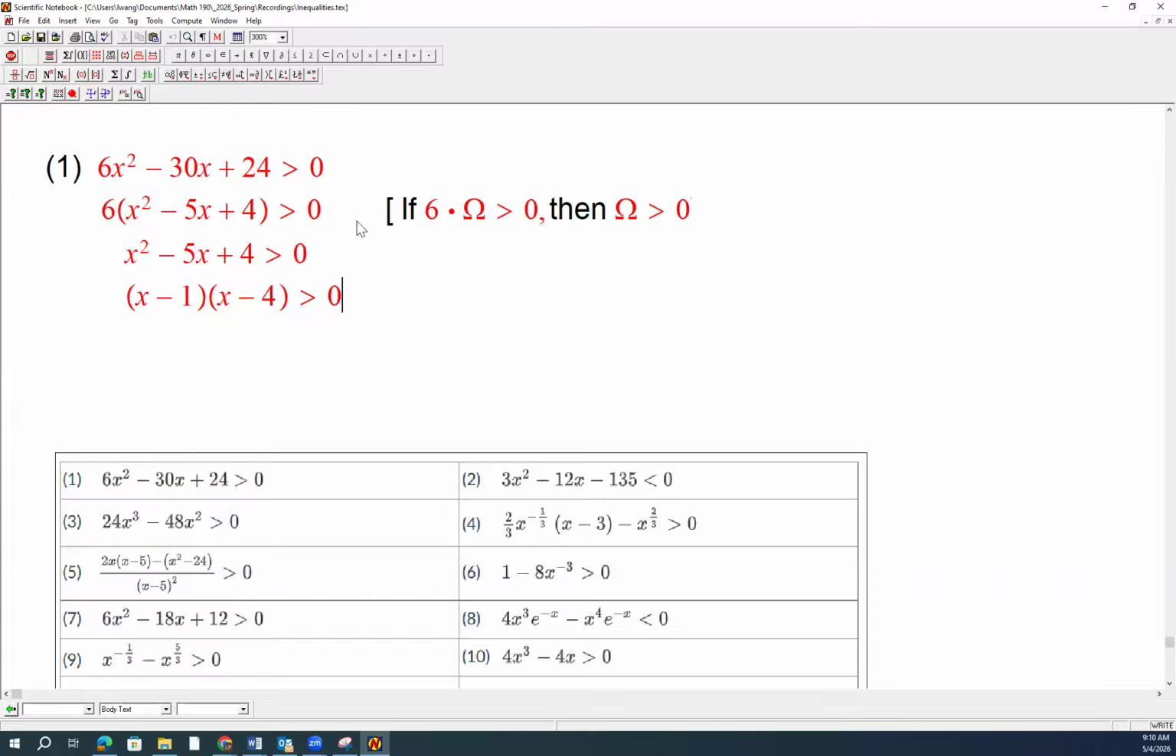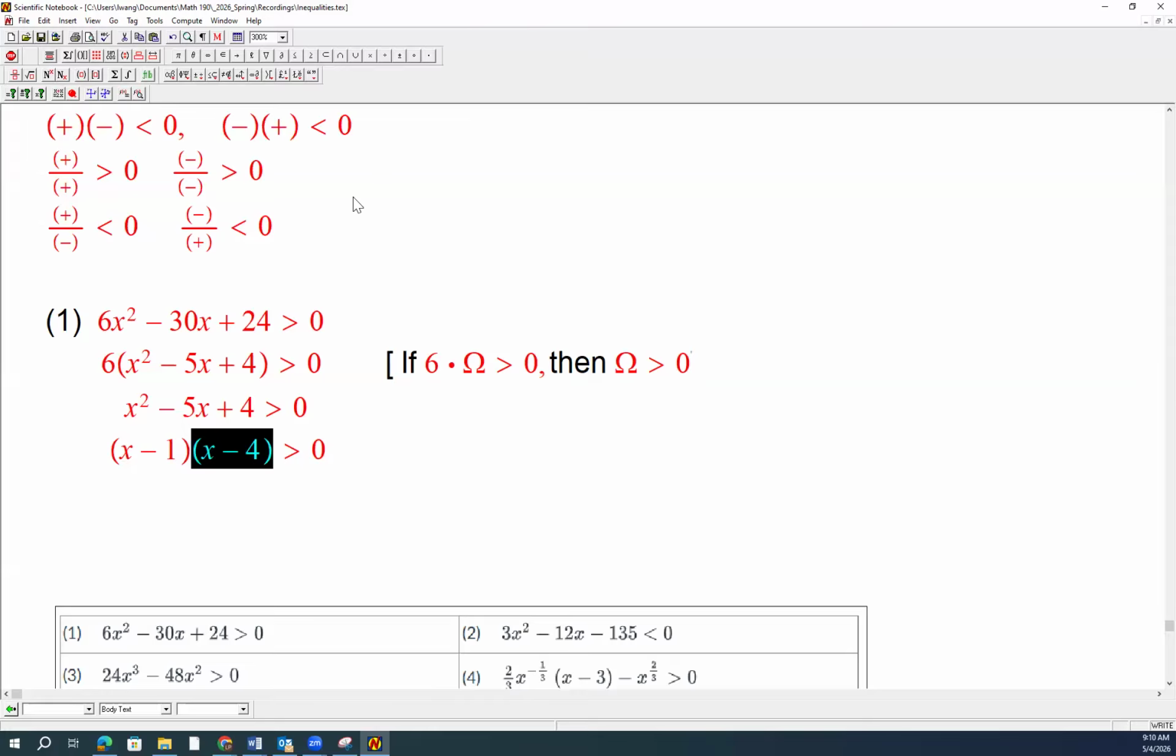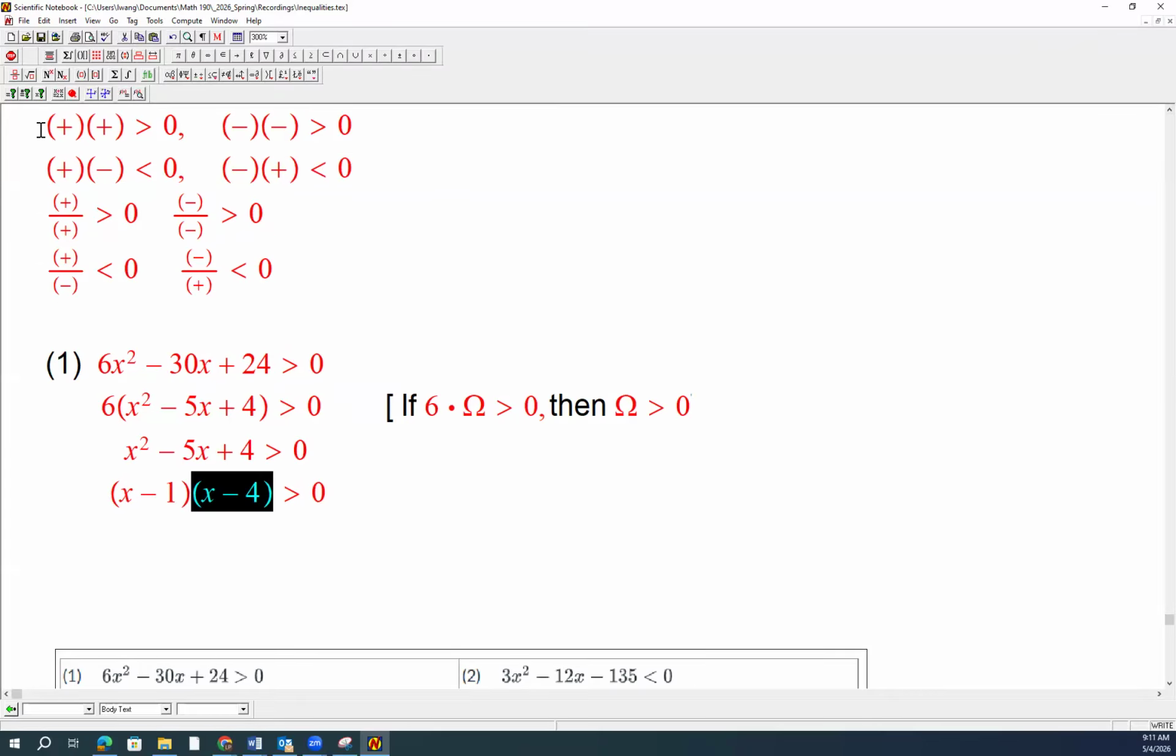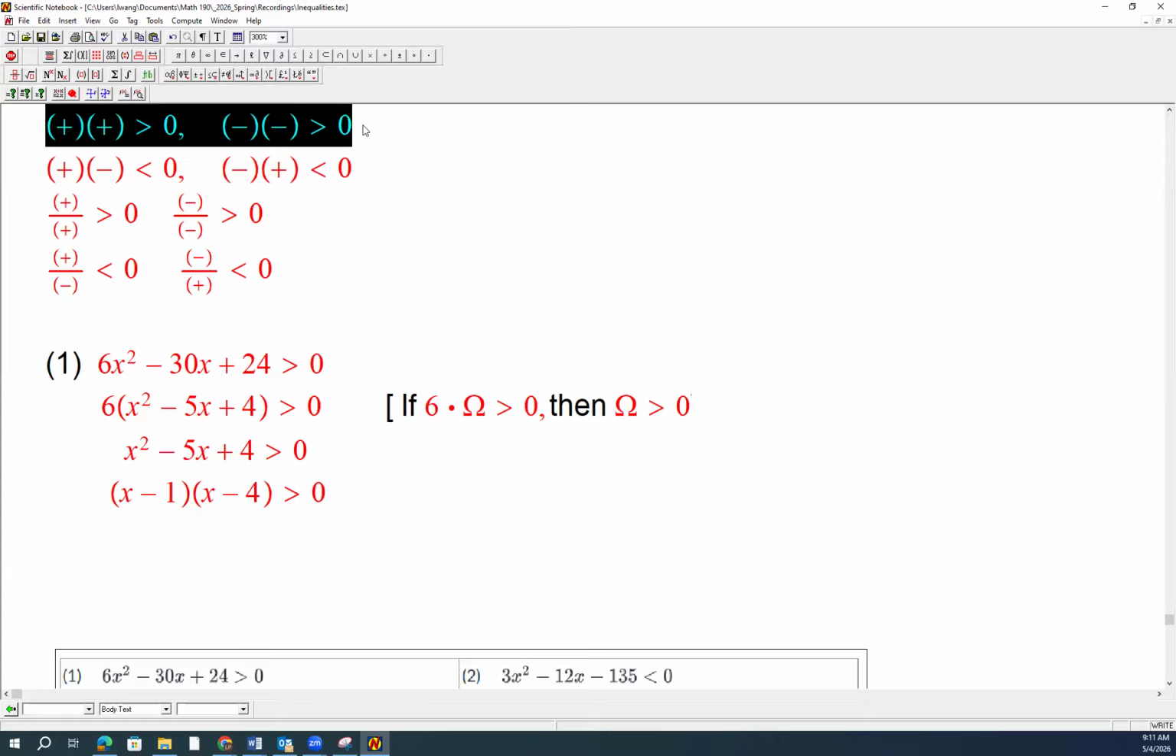So what situation do we get here? We get the situation that one number multiplied by another number is greater than 0, right? One number multiplied by another number. So if you look at the mathematical principle, number 6, it could be either one of these cases. Okay, we have talked about that.